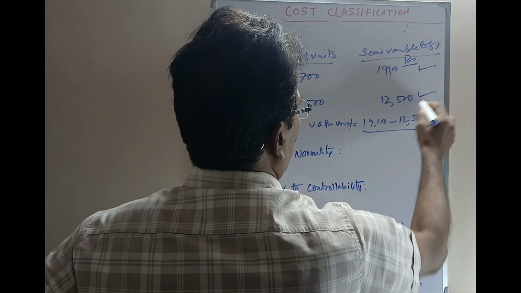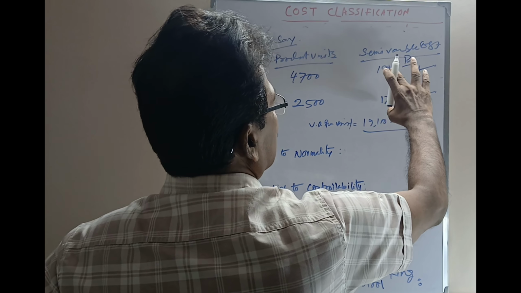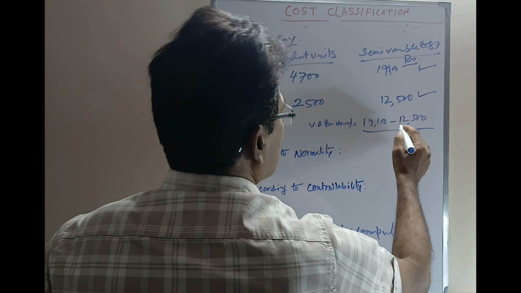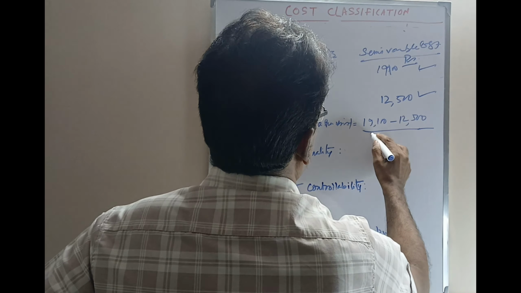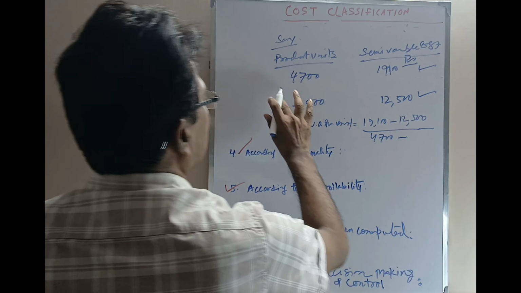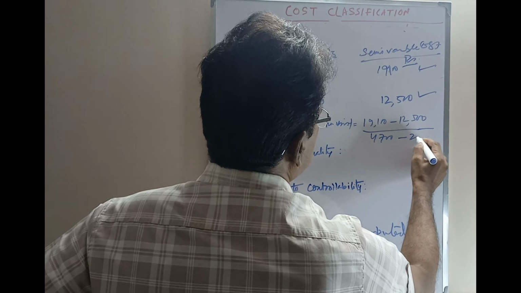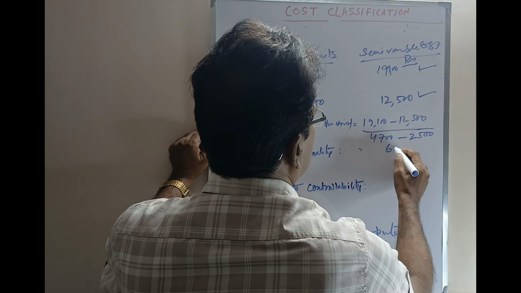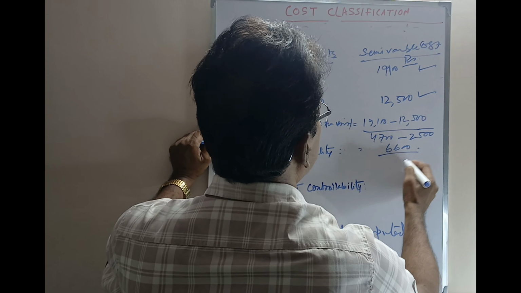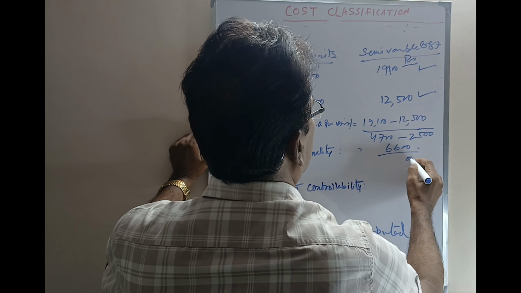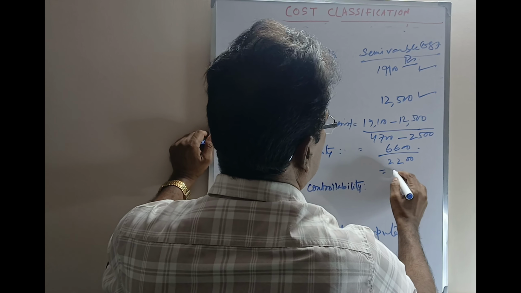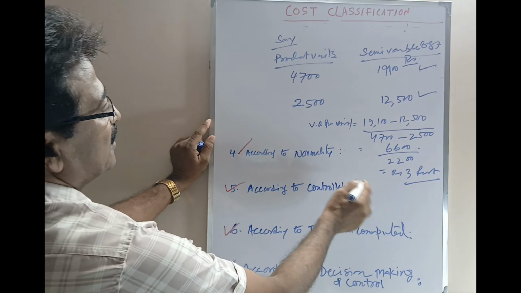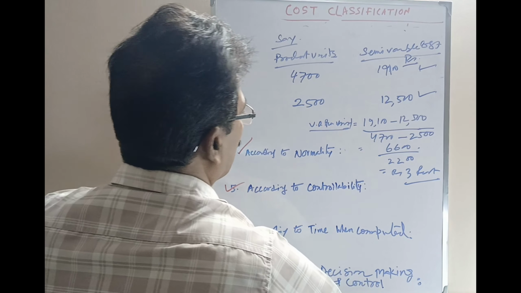19,100 is high, this is low. So the difference between high and low of expenditure is 19,100 minus 12,500, divided by the difference between units, 4,700 minus 2,500, that is 2,200. That is rupees 3 per unit. So rupees 3 per unit is the variable cost per unit.